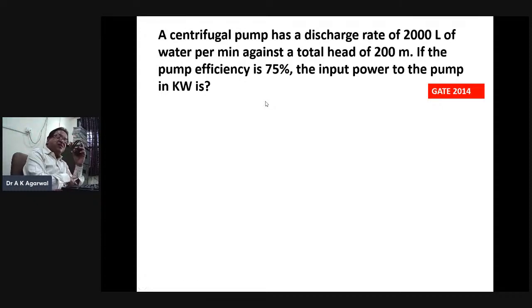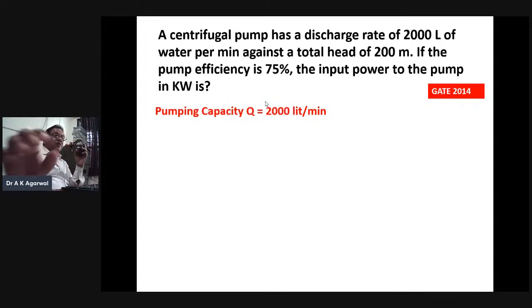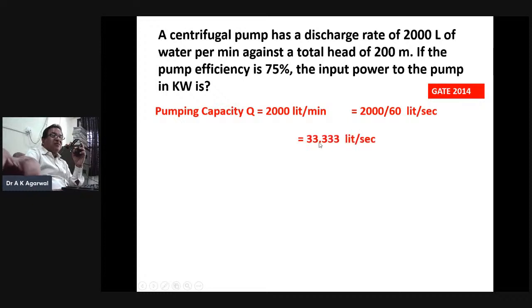This question was asked in GATE 2014. So pumping capacity Q is 2000 liter per minute, and divided by 60 it becomes liter per second. This 33.333 liter per second is equal to 33.333 kg per second because 1 liter of water is equal to 1 kg.